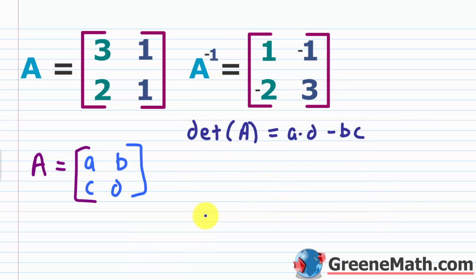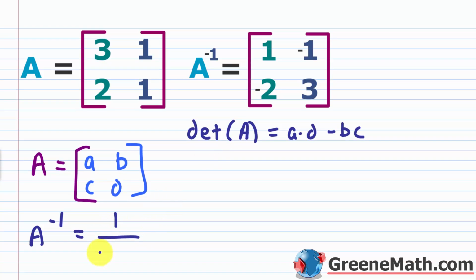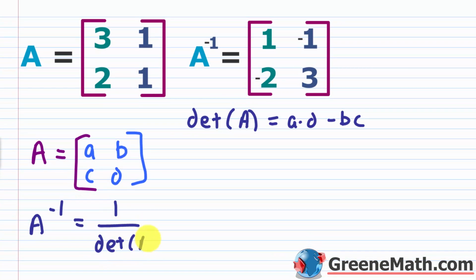Okay, so the way we find A inverse is that we're going to go 1 over the determinant of A, and we're going to multiply this by a little swap-a-roo here. So I'm going to take A and D and swap them. I'm going to put D here and A here. And then I'm going to make C and B into their opposite. So I'm going to have the negative of B and the negative of C.